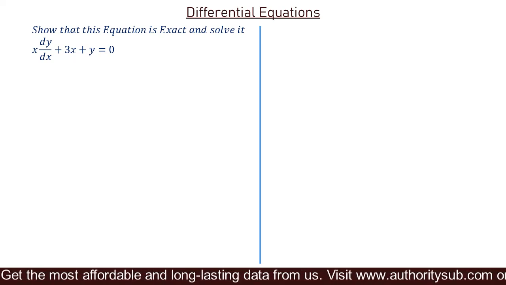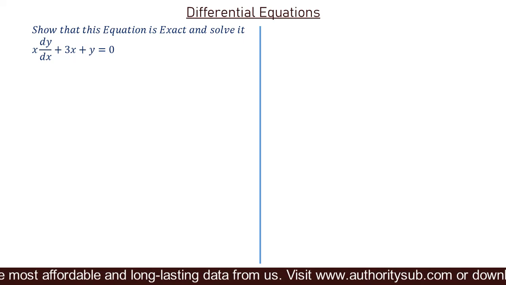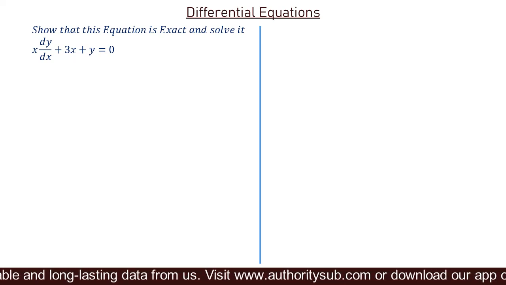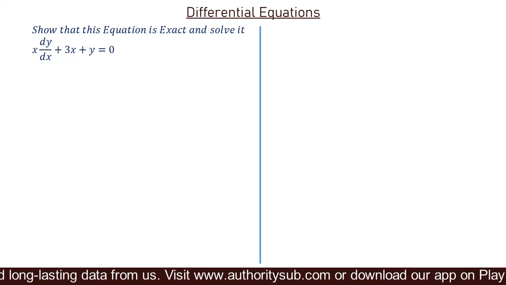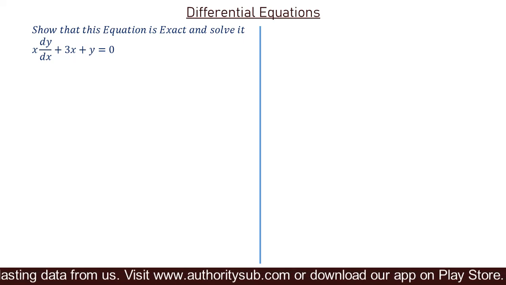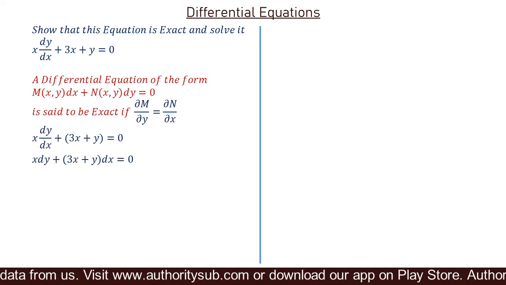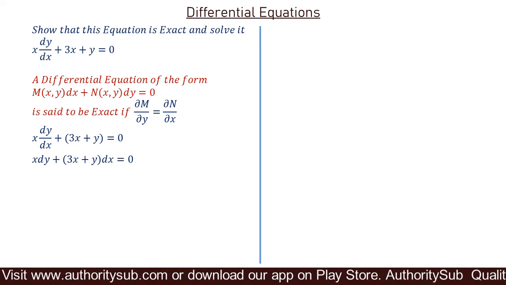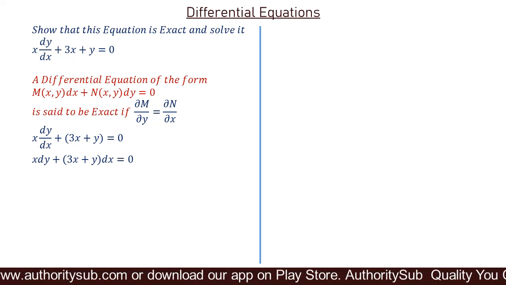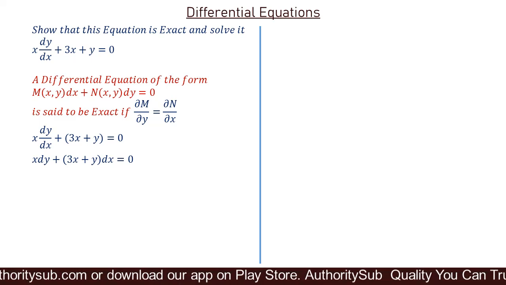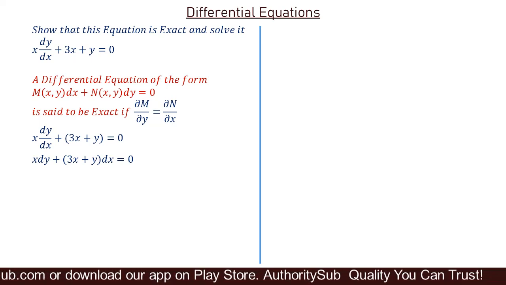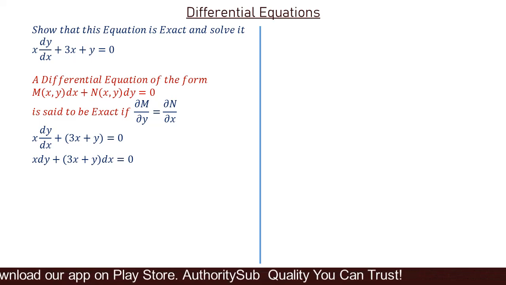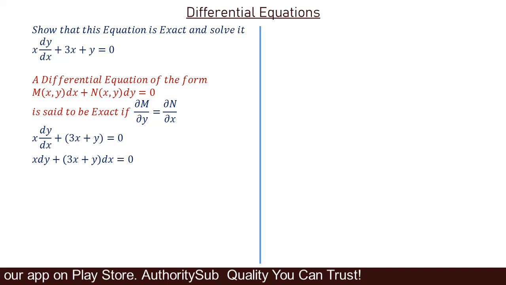Okay, x dy dx plus 3x plus y is equal to 0, right? Good. Now let's go. Here let's put this 3x plus y in bracket. When you put it in bracket, multiply both sides by dx, we are going to have x dy plus (3x plus y) dx equal to 0. x dy plus 3x plus y in bracket dx is equal to 0.